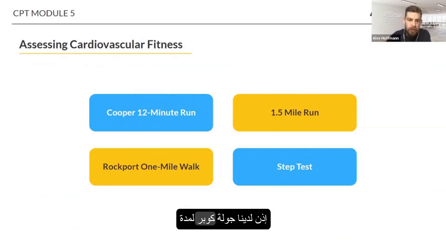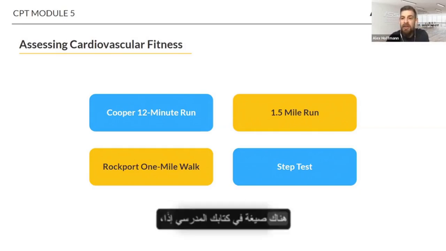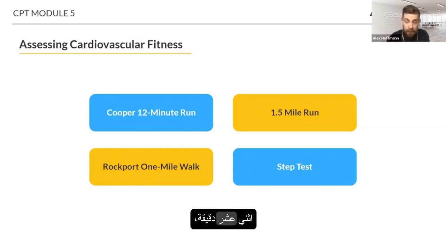So we have the Cooper 12-minute run, which also could be done as a walk. And what you're doing with this is you're simply putting a client on a track, and you're going to record the distance that they complete in 12 minutes. And you can record that distance in either miles or kilometers. There's a formula in your textbook then where you can take that distance and estimate the client's VO2 max based off of their Cooper 12-minute run.